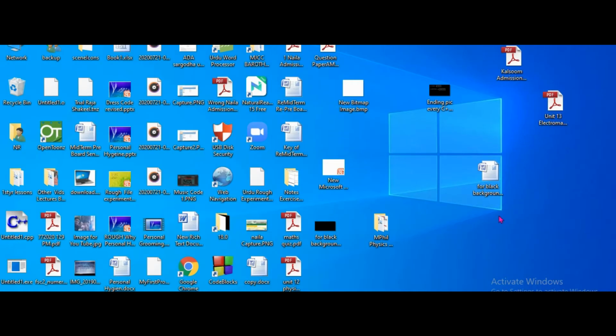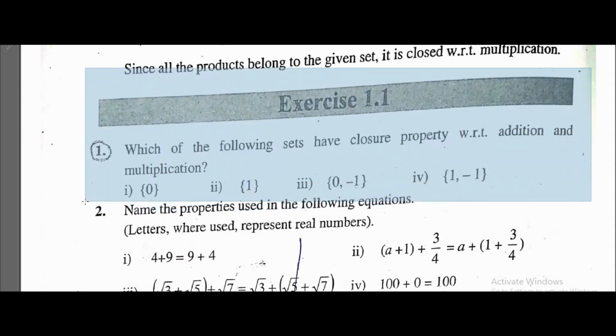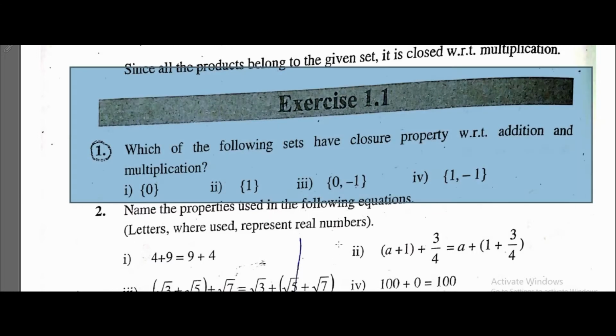Now we will be learning the solution of the first question of exercise 1.1. This is the question which says: which of the following sets have closure property with respect to addition and multiplication.